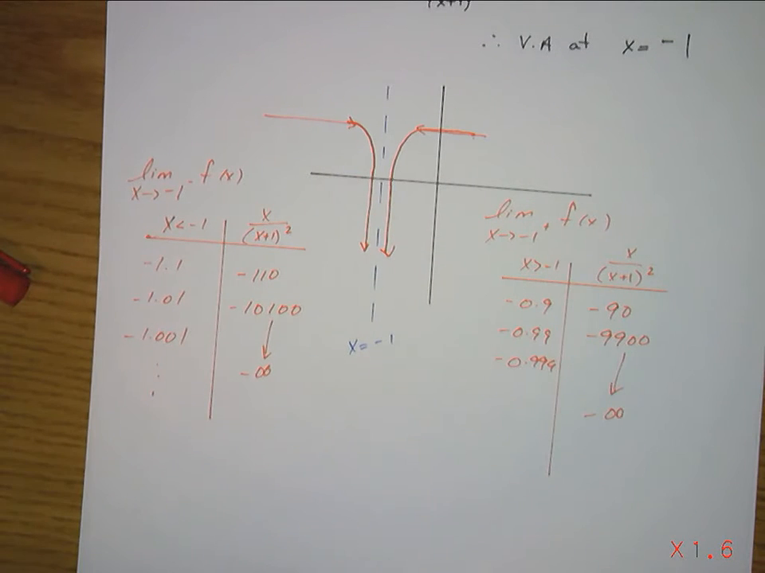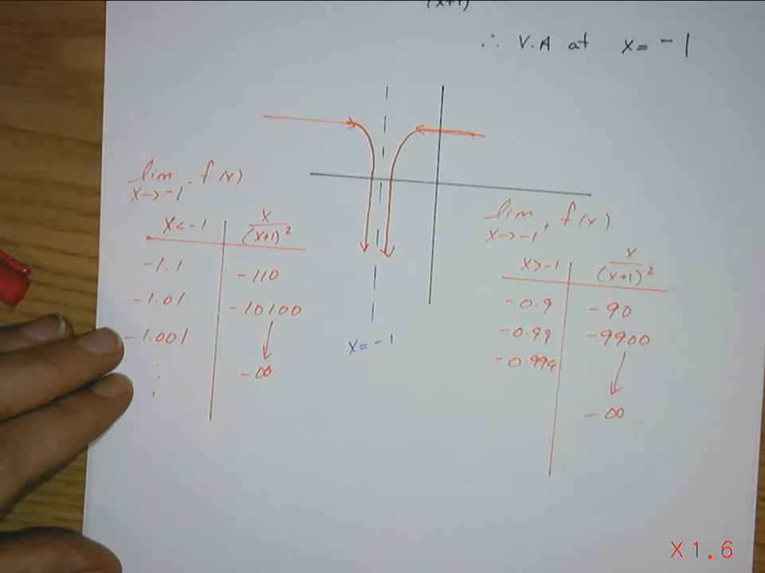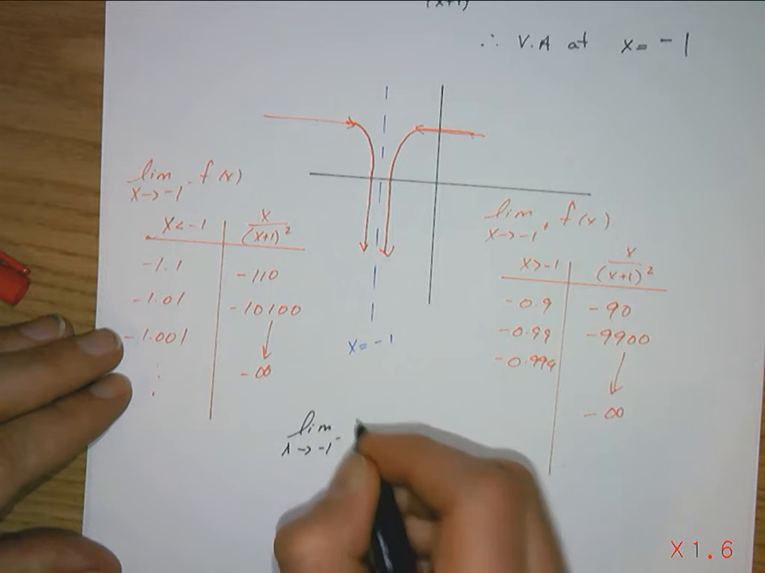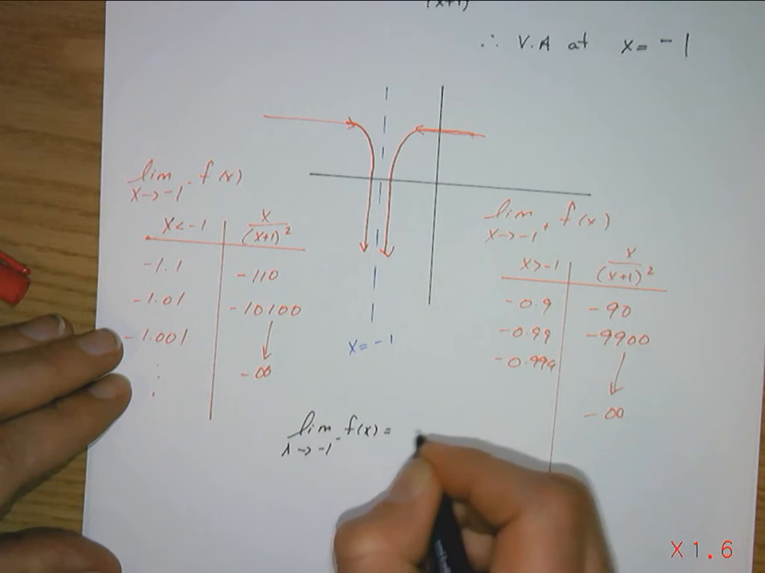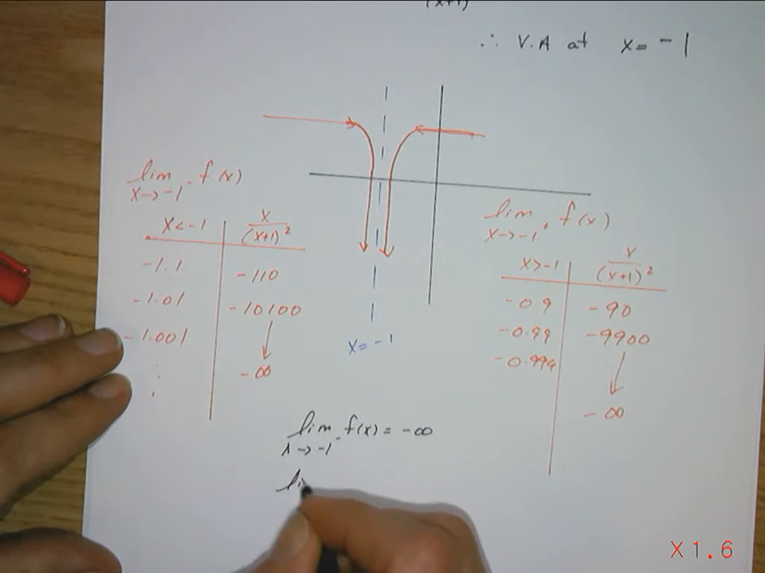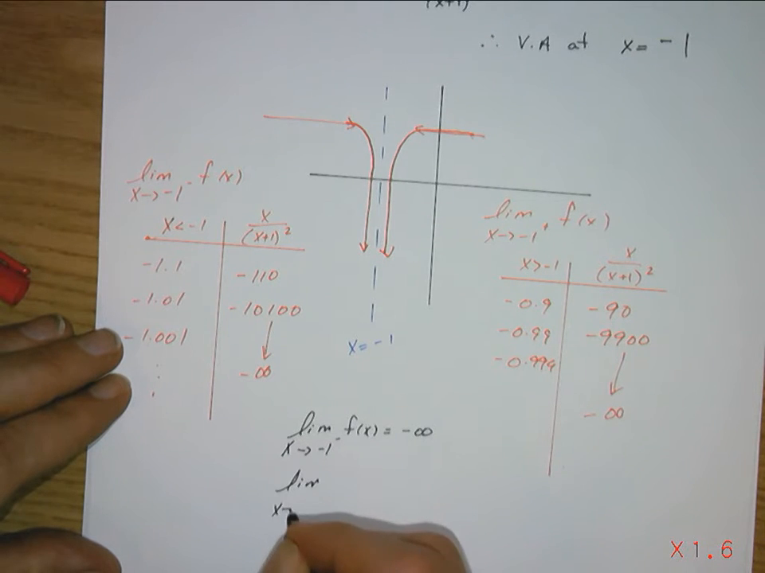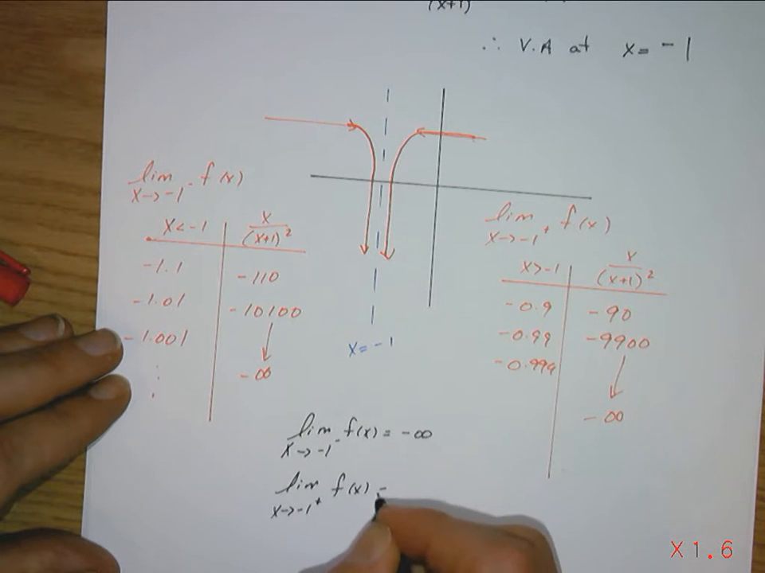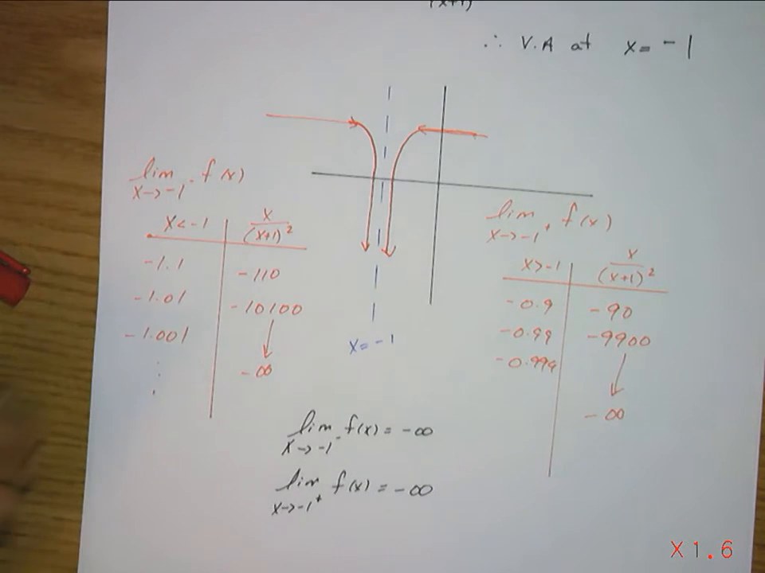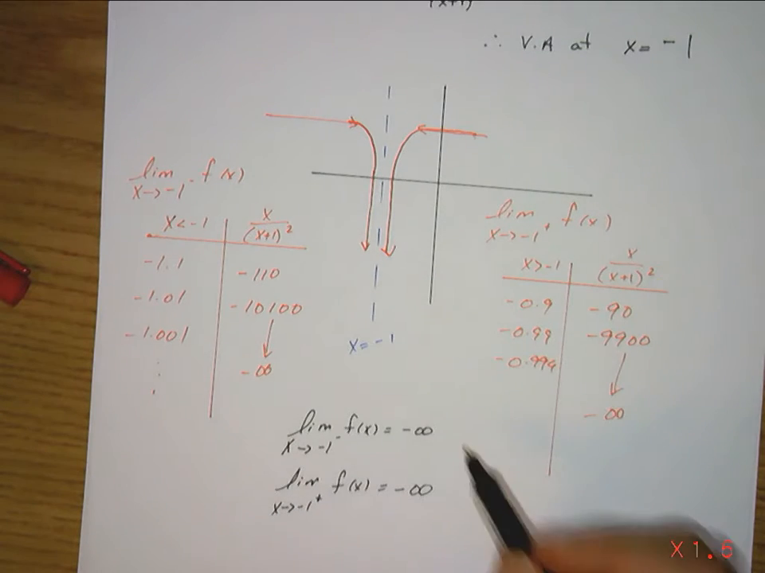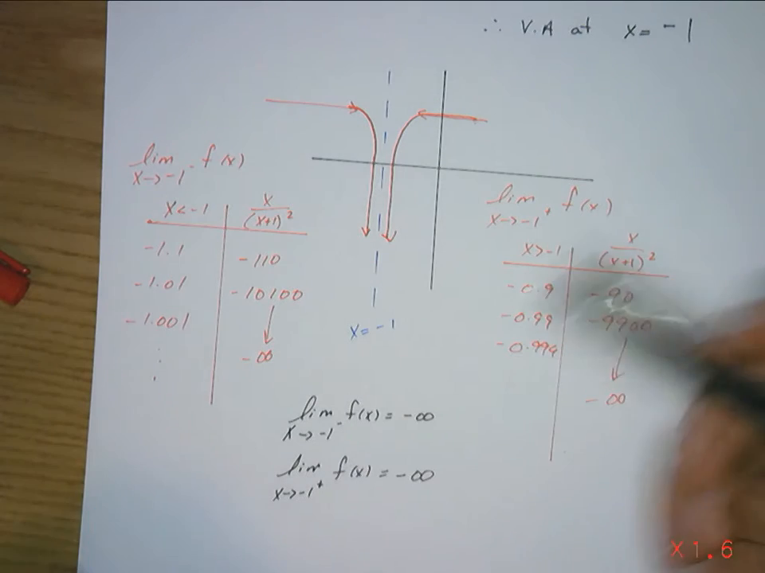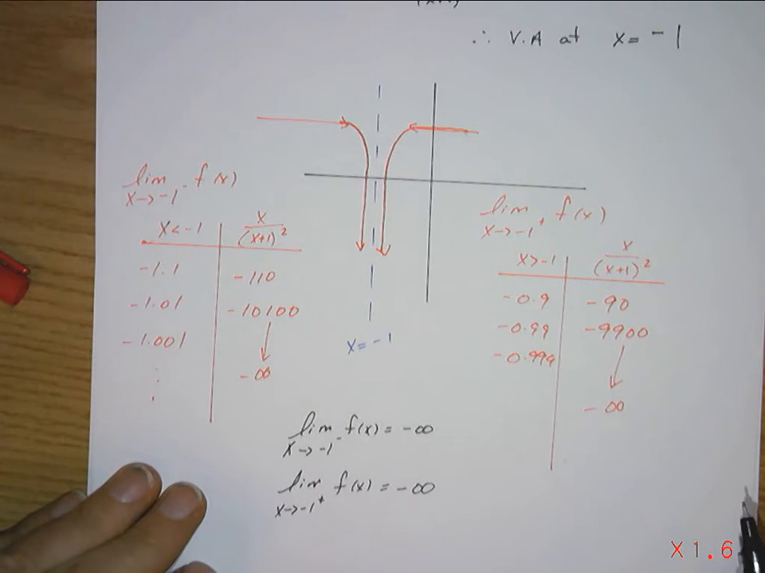So what we have is a vertical asymptote where the limit as x approaches -1 from the left of f of x equals -infinity, and the limit as x approaches -1 from the right of f of x also takes off to -infinity. And that is our behavior at the vertical asymptote. Something like this. Okay, so now we need to take a look at horizontal asymptotes.